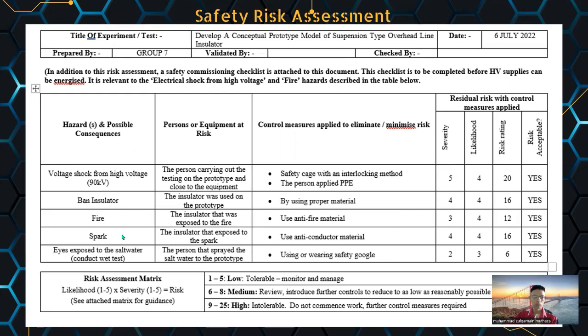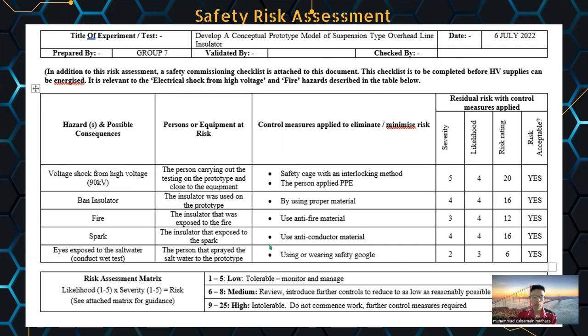And then the fourth hazard is spark. The equipment at risk is the insulator that is exposed to the spark. The control measure applied is using anti-conductor material. The severity is 4, likelihood 4, and the risk rating is 16.